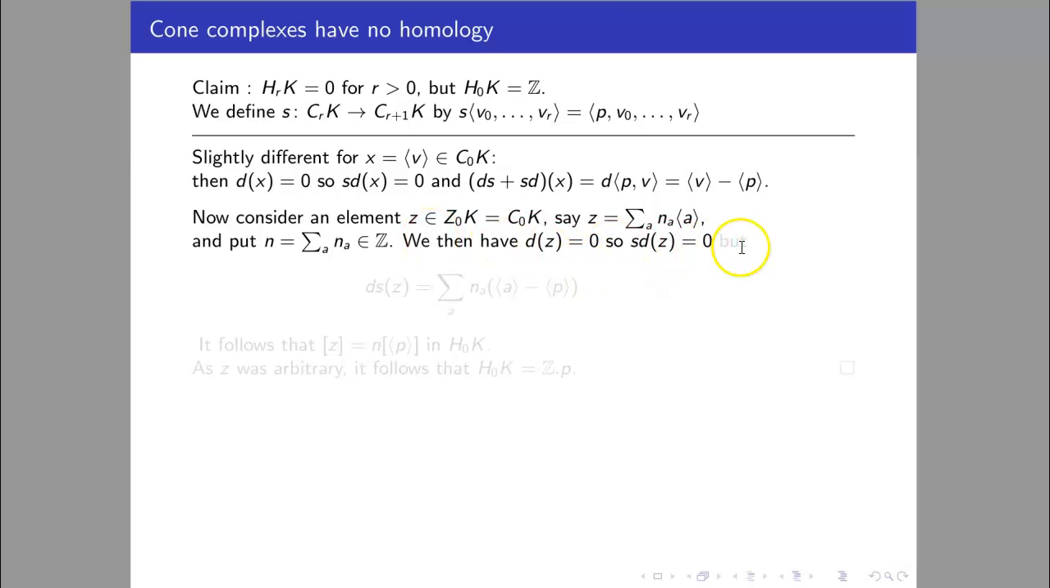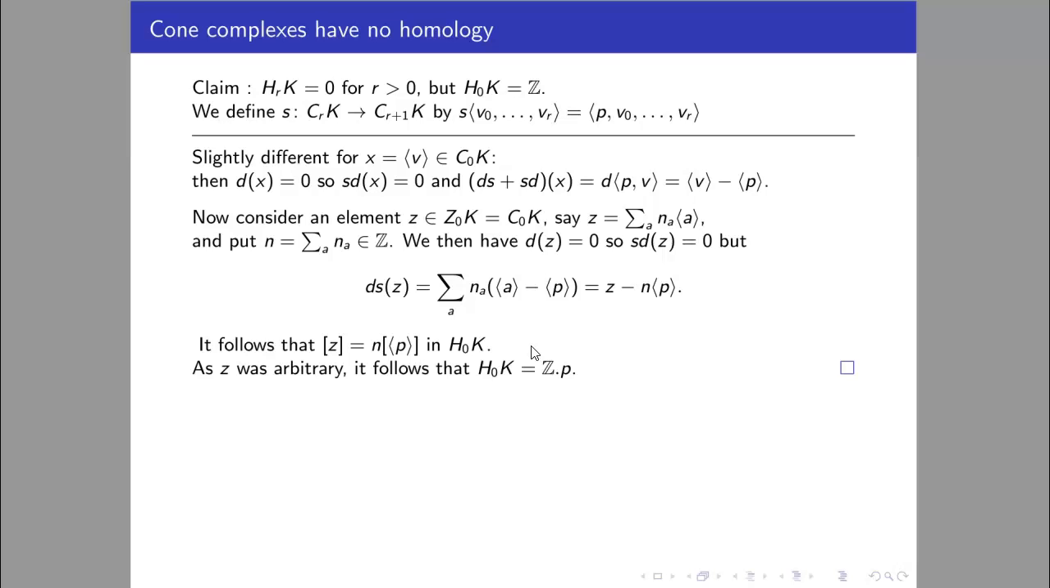Okay, so remember dz was 0, so sdz is 0, but dsz, you've got the sum of all these na times the things that we get from this formula here, which is bracket a minus bracket p. So these first things, the sigma na bracket a, that's just your original z back. But then here you've got the sigma na bracket p, and because the bracket p is always the same, you're just adding up all the na's. So here you get z minus n times p. Okay. So because you've got d of something is z minus n times p, it follows that as cosets, the coset of z is the same as the coset of n times p, or bracket z is n times the coset of bracket p. And that works for any element in Z0, so we find that all you've got in your H0 is just the multiples of this p.